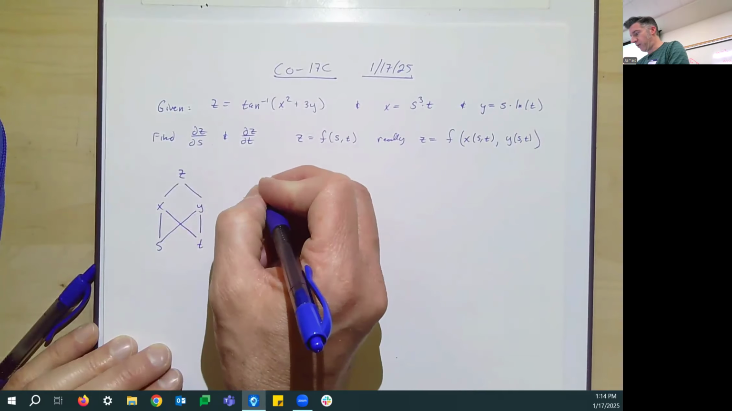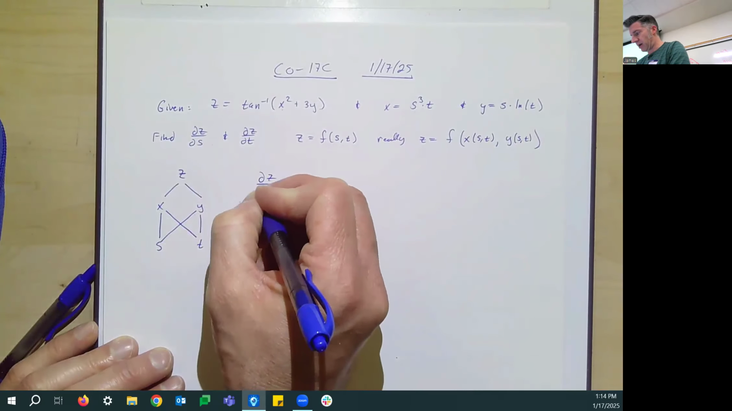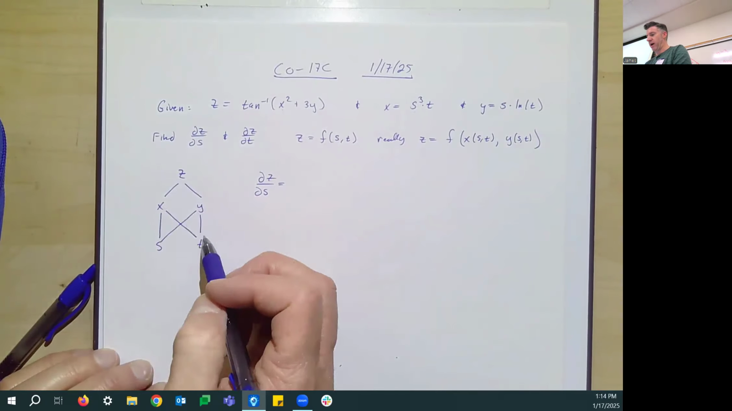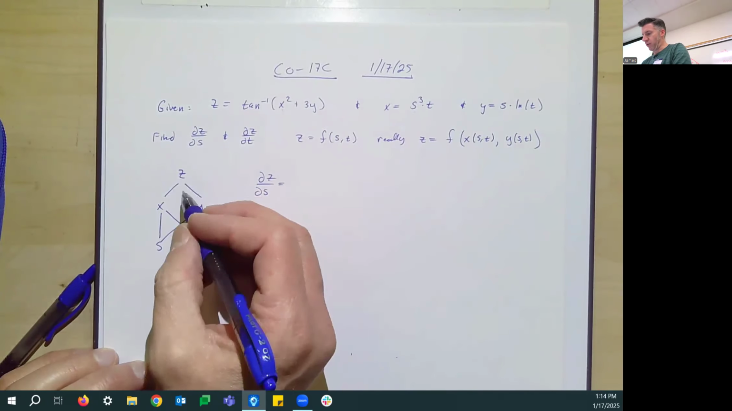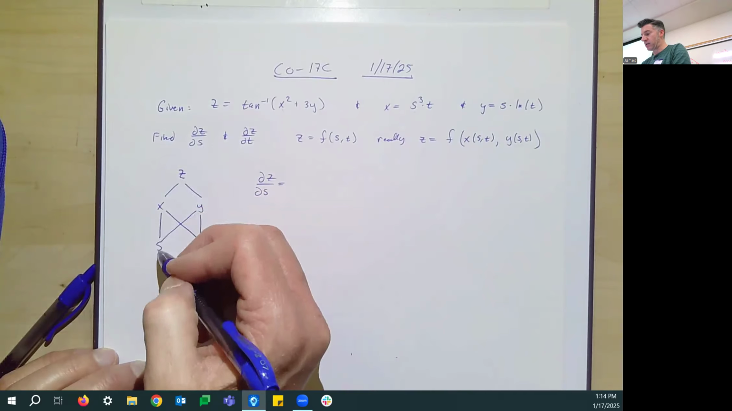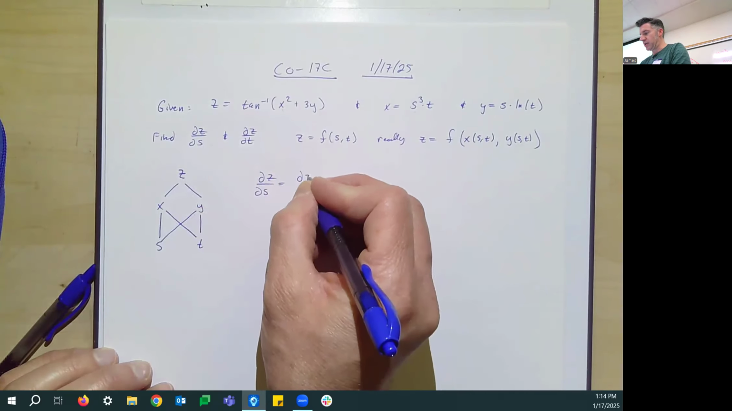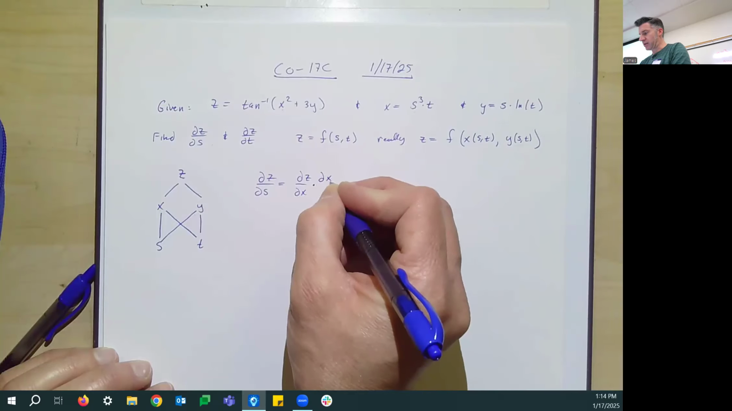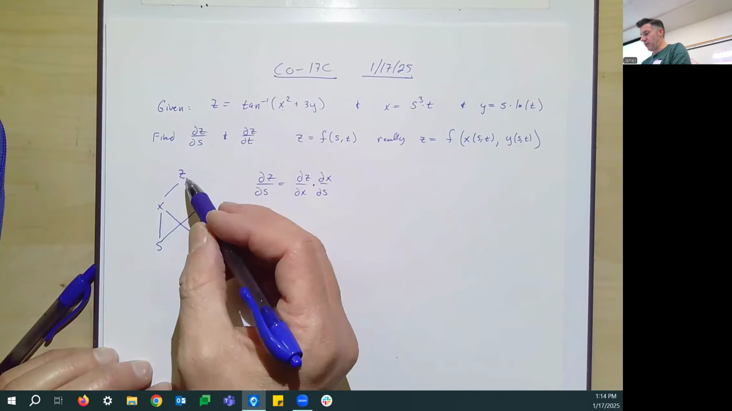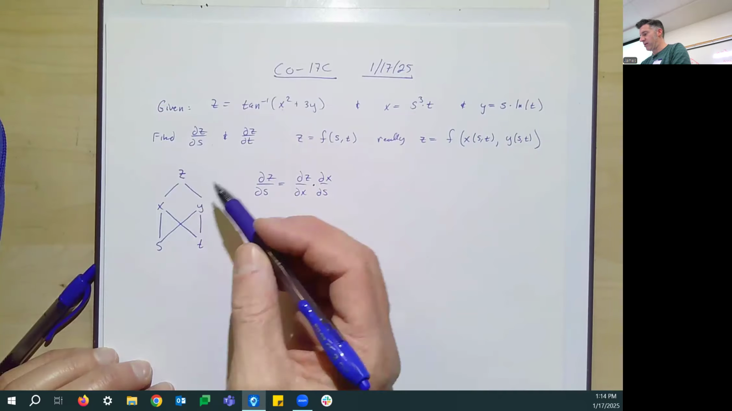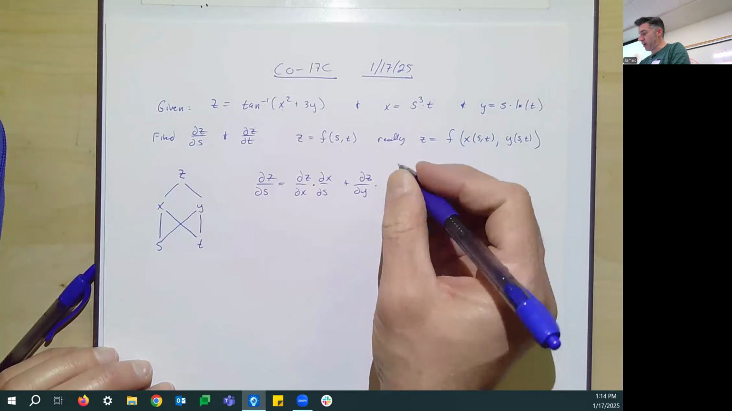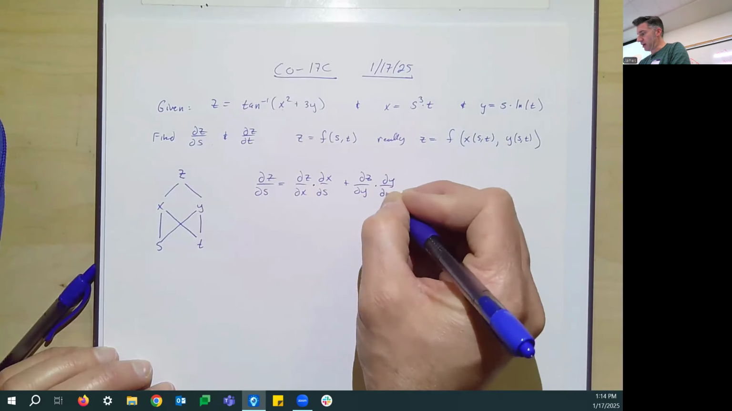So writing out the formula for del z del s, that's all the paths from z to s. Each step along the path is a partial derivative. From z to s, we can go through x, so it's going to be del z del x multiplied by del x del s. And then the other path that gets us there is through y, so del z del y multiplied by del y del s.